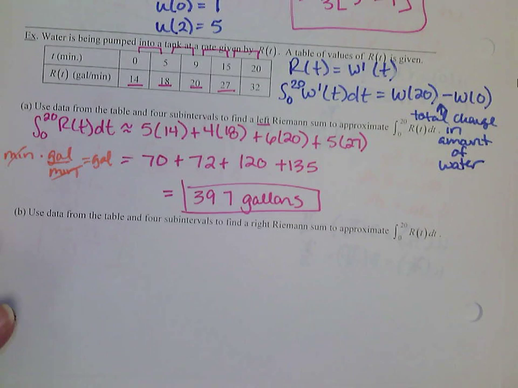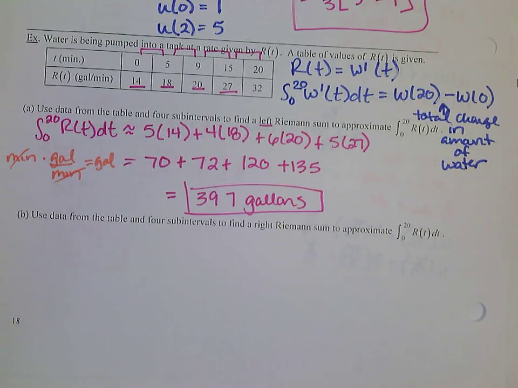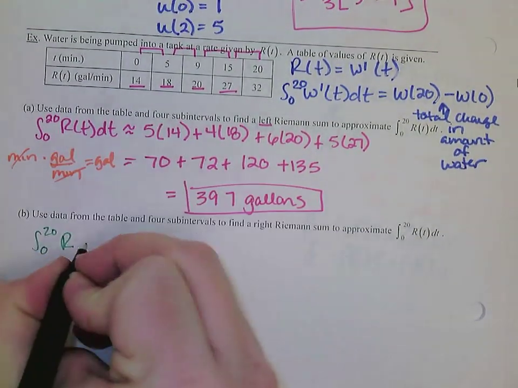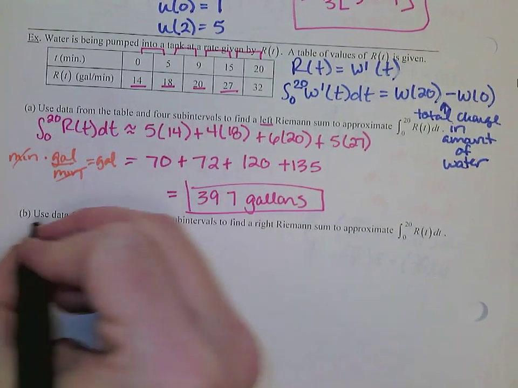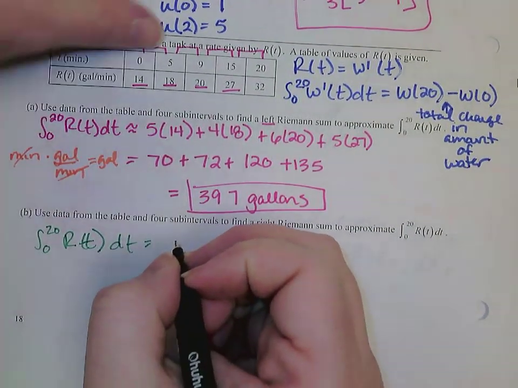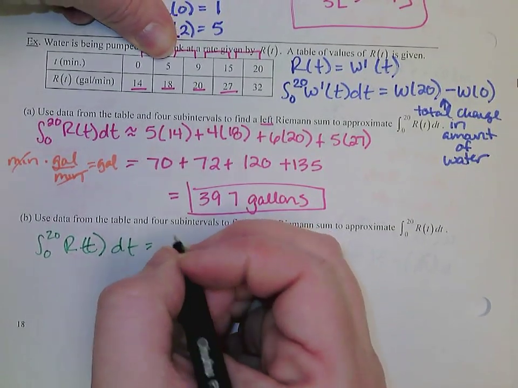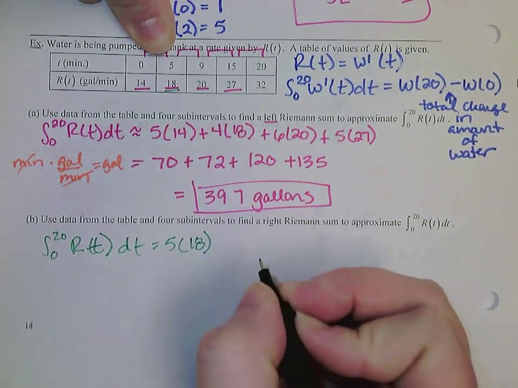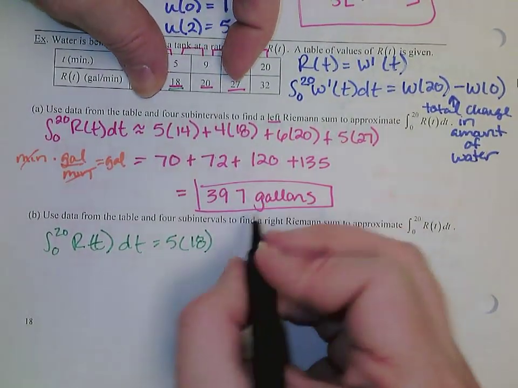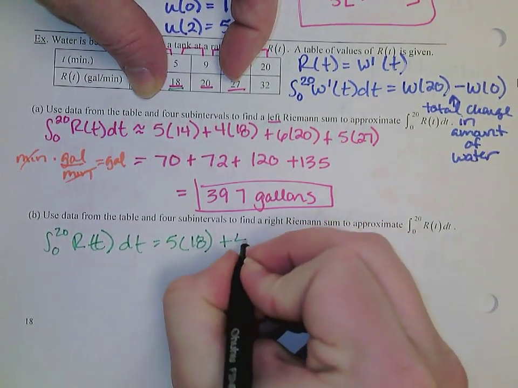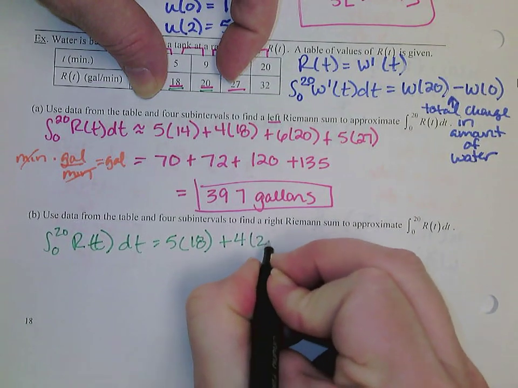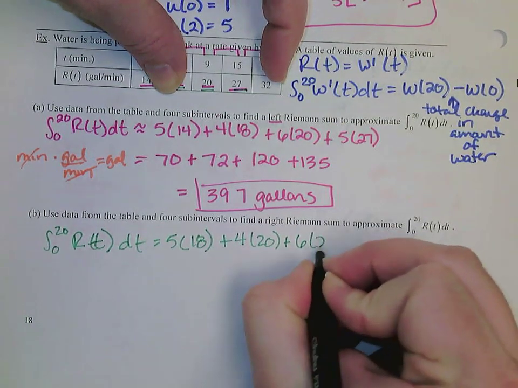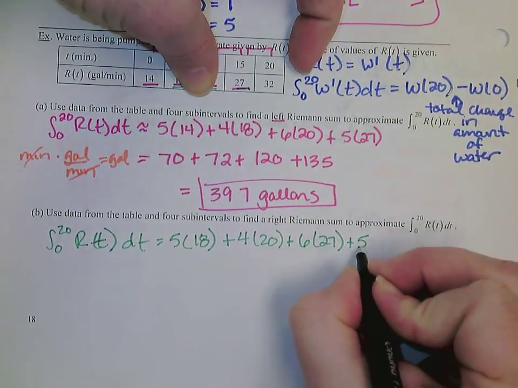If we use a right Riemann sum to approximate the definite integral of r from 0 to 20, same width, but now we're using the right endpoint. So our first subinterval is a width of 5, and the height this time would be 18 because we're using the right function value. Our next subinterval is a width of 4, and this time a height of 20. Our next subinterval, still a width of 6, but now a height of 27. And then finally our last subinterval, still a width of 5, but now we have a height of 32.